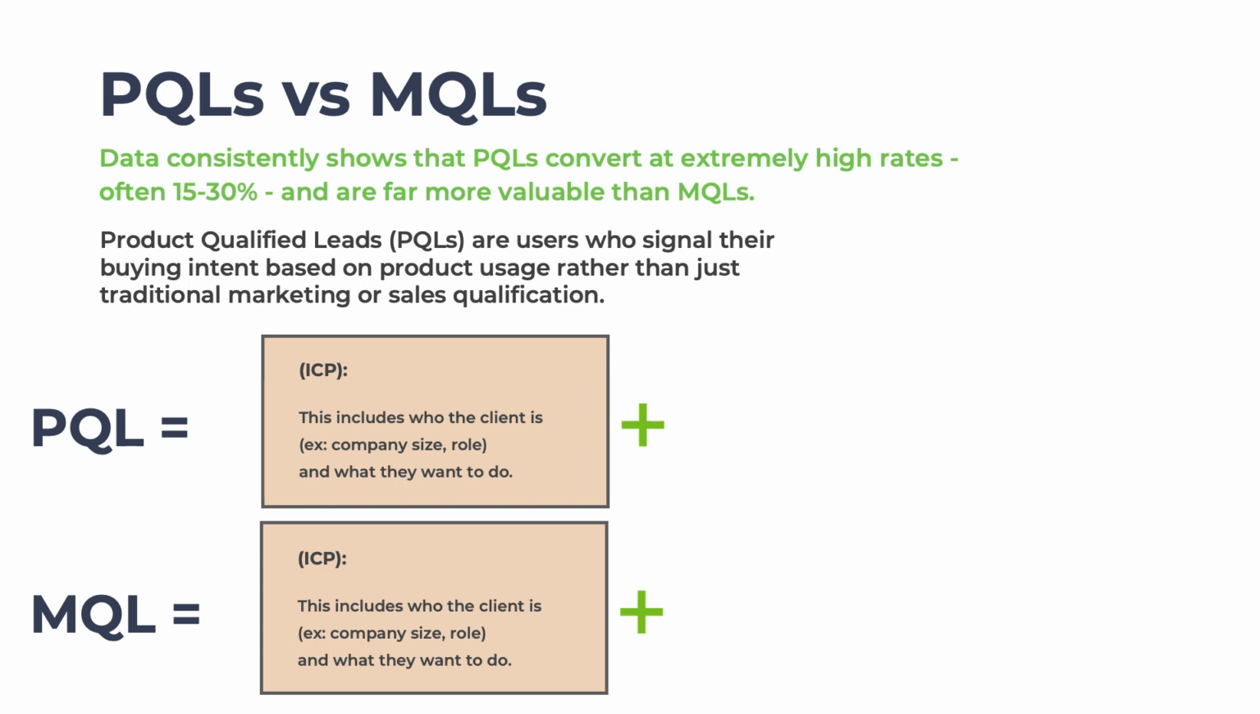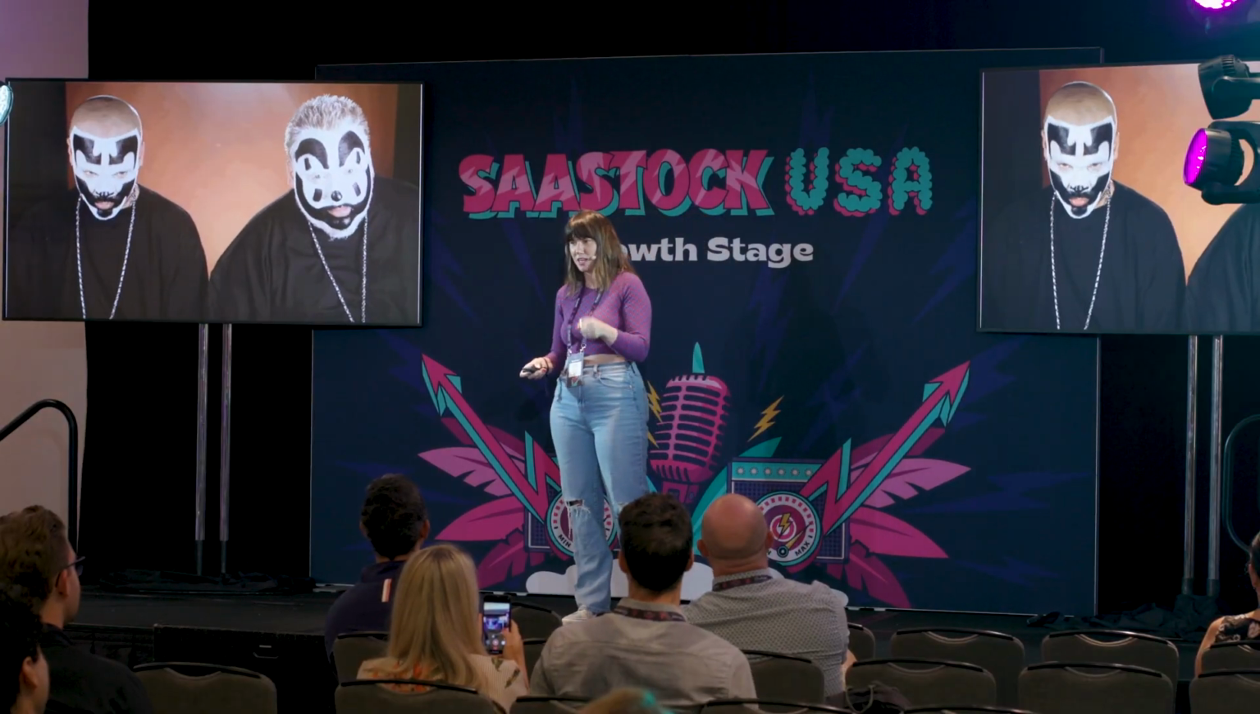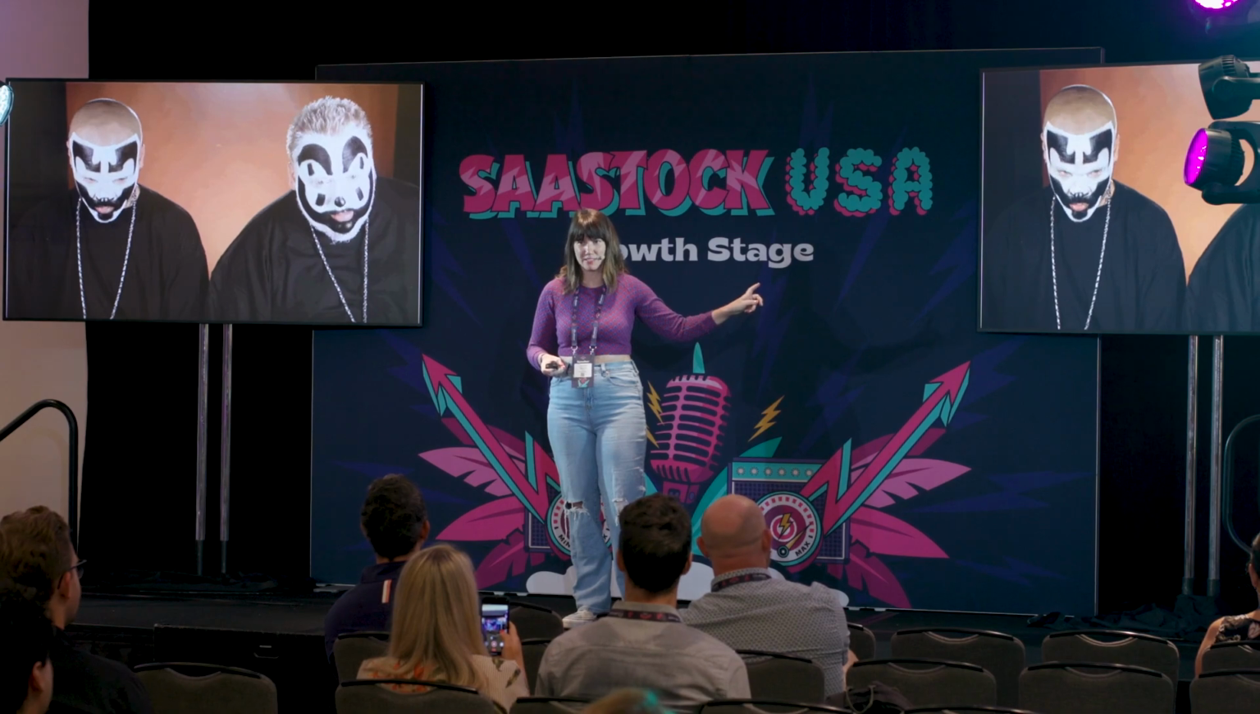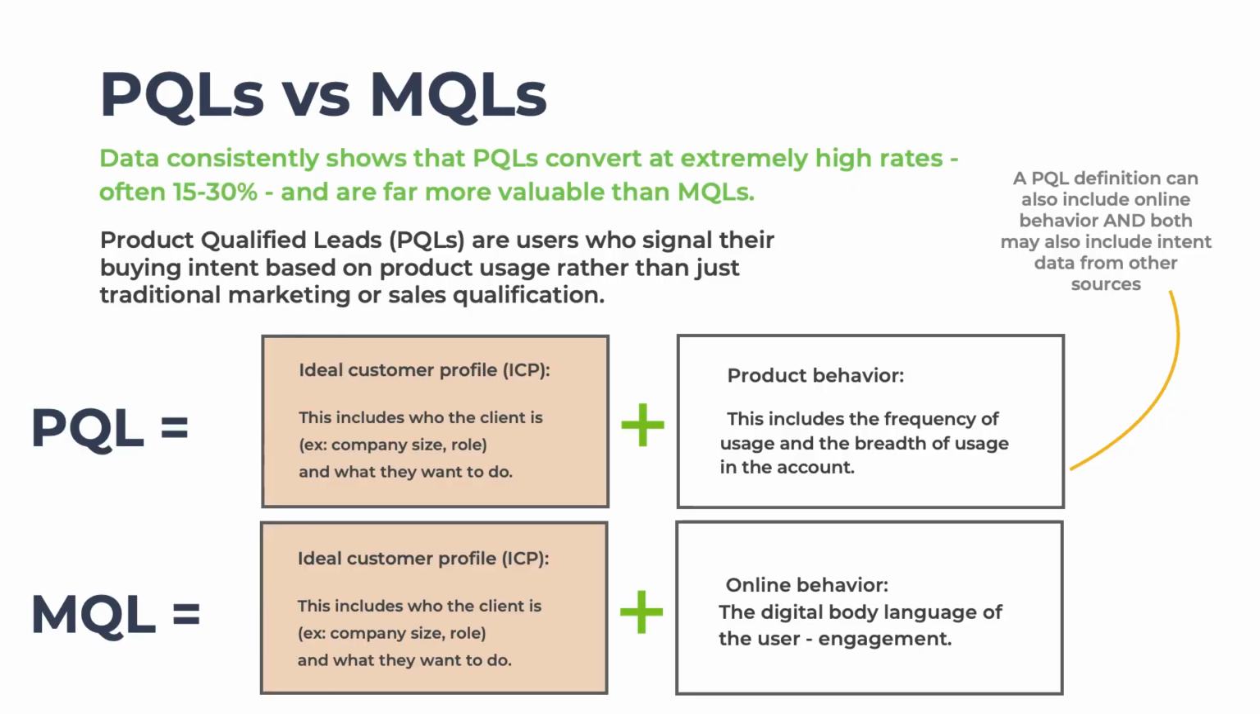So with PQLs and MQLs, if we just double down on that definition, and then I'll do PQAs and PQLs, and hopefully you'll end up knowing all the acronyms. So PQLs and MQLs start with the same thing, ICP. ICP is who you want to do business with. You want to be doing business with the insane clown posse, okay?